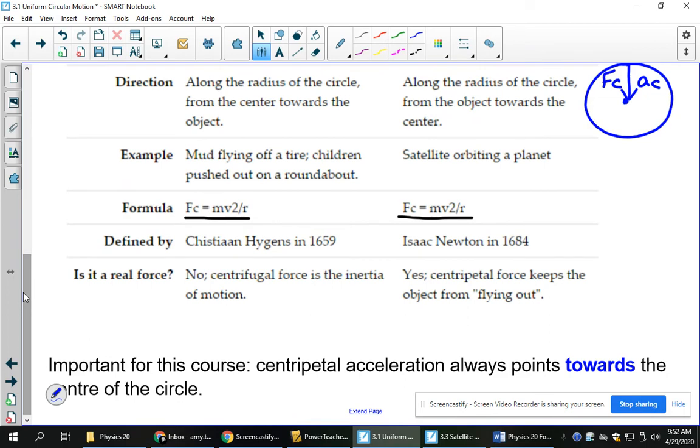And yes, this is the force that keeps objects from flying out. It's kind of confusing because it's not what you're feeling. You aren't feeling like you're being sucked towards the center of a circle when you're on a merry-go-round. You feel like you're being pushed out to the end. But it's that force, that centripetal force, that's keeping you going in a circle. And if we lose that force, you're going to do the opposite and fly out of the circle.